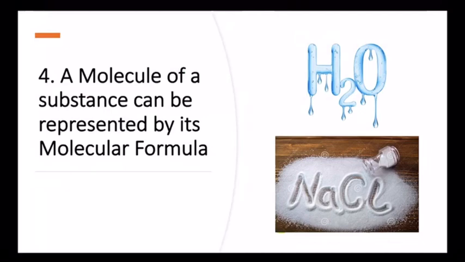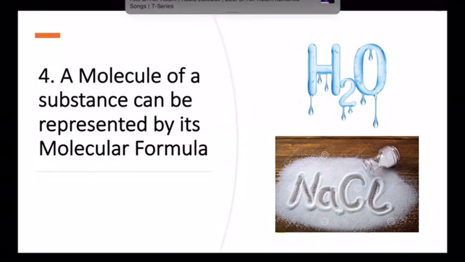Next, the last characteristic: a molecule of a substance can be represented by its molecular formula. See, water we can write in the form of H2O. Then common salt, the salt we add in vegetables while cooking, is NaCl. So this is how we represent one molecule of a substance.